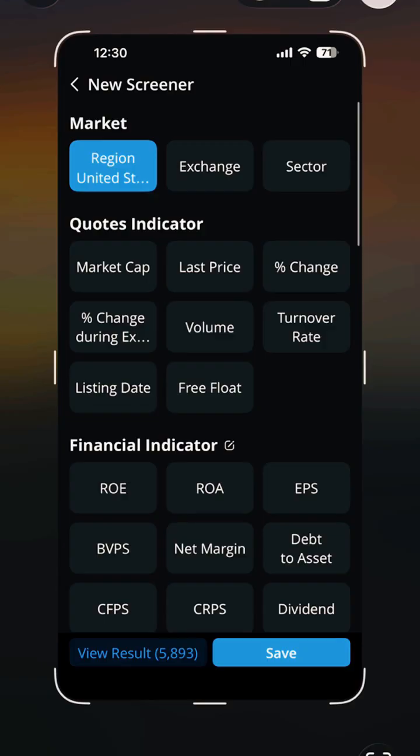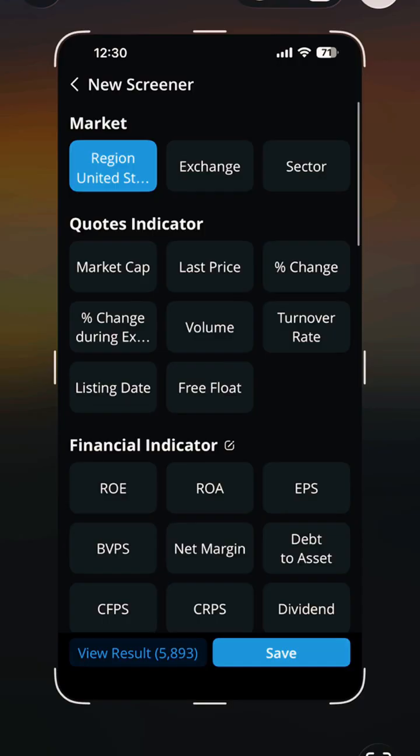Market cap stands for market capitalization. Cap is short for capitalization, not what your cap and add. Market cap stands for market capitalization, which is basically the company's size and how much it's worth overall.